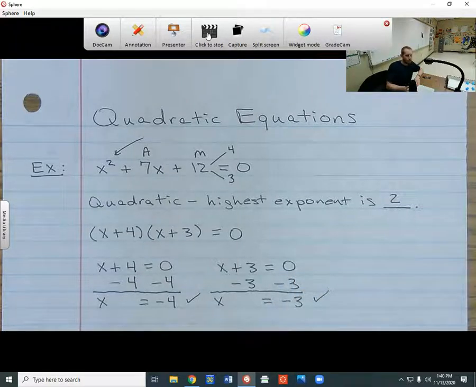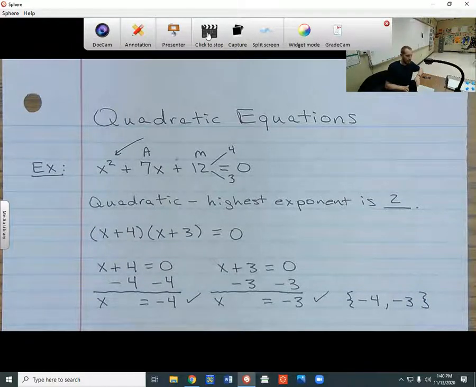So now that I have both of my answers, and I know that they work, I can write them in a solution set. And that's just going to be a set containing the numbers negative 4 and negative 3. And then I close it up. So that is my solution set. I put every single solution inside that set. Okay? Let's look at the next example.